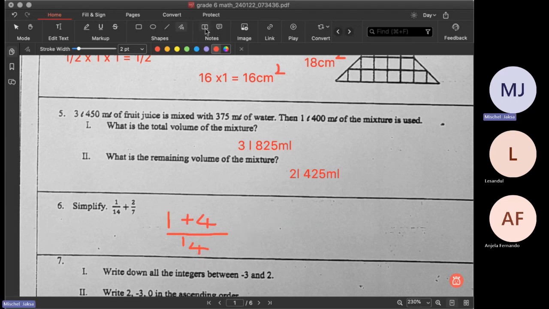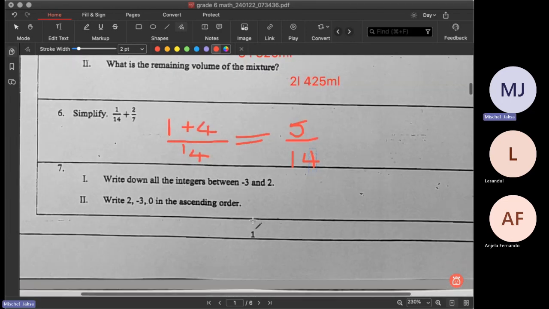Okay, Pute? So what will be the answer? What is the answer? 5 over 14, isn't it? Yes. All right, a really easy one.